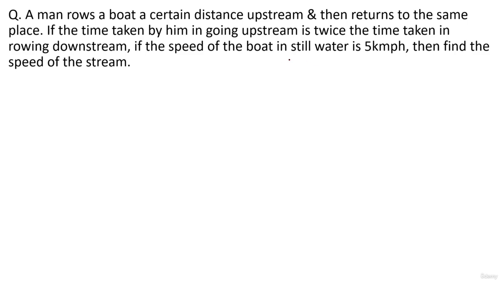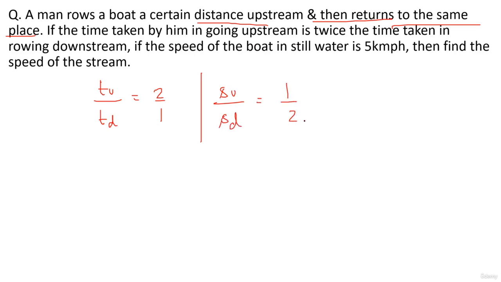Here we go. A man rows a certain distance upstream and then returns to the same place. That means the distance is the same in both cases. The distance when you're traveling upstream is the same as the distance you're traveling downstream. Now, the time taken by him in going upstream is twice the time taken going downstream. So upstream time upon downstream time is given to you as 2:1. Just now we saw that the distance is the same. Whenever distance is the same, the speeds are inversely proportional to the time. So the speed upstream upon the speed downstream, this ratio will be 1:2, right?